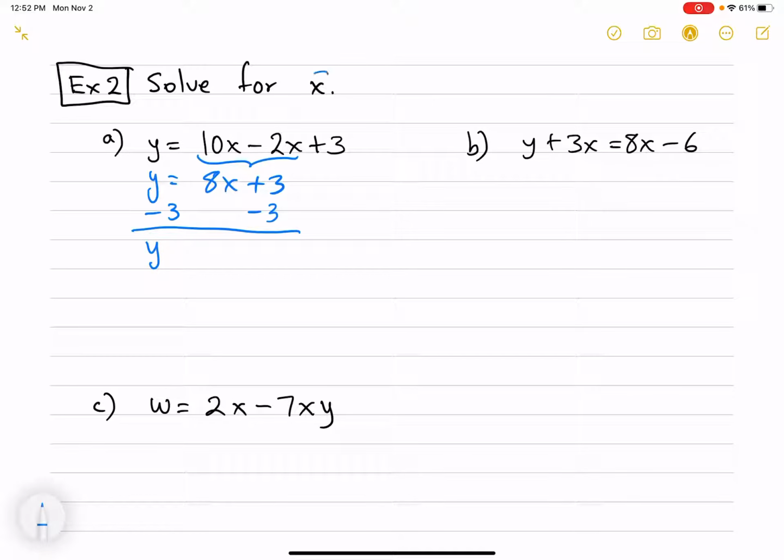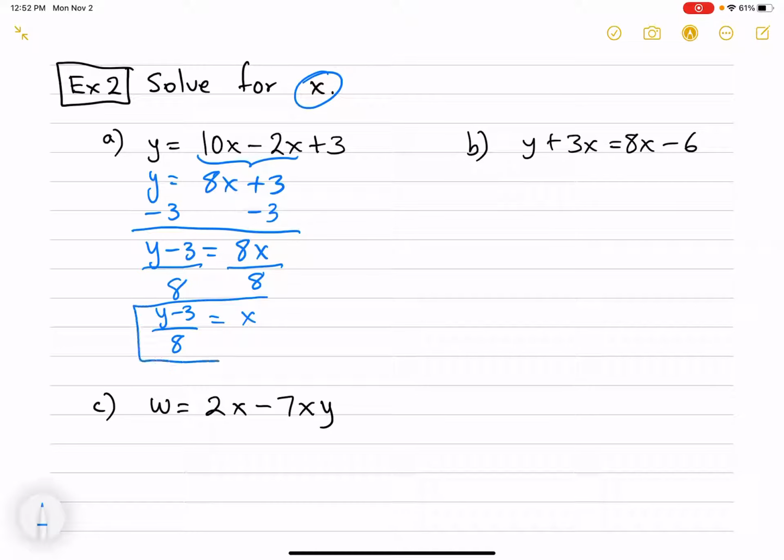And pay attention, we're solving for x this time. So it's perfectly okay to subtract 3 from y. And then we divide both sides by 8. Again, just like in the previous examples, 8 does not divide the y or the 3, so we can leave it like this. And as long as you have the x, the variable that you need to isolate, by itself, you're good.